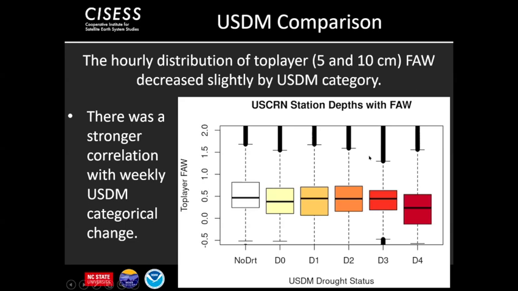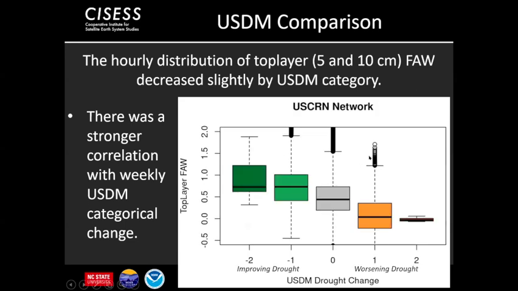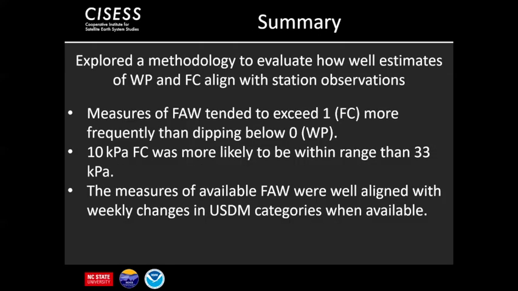You can actually look at the weekly changes in US Drought Monitor. The negative values indicate improving drought. So this is where you went from a D3 to a D2 or a D4 to a D2. Those are the negative values there, and you see really high values of fall. If you go to the worsening drought, these are positive values, and you see much lower fall. So this is really good agreement with the US Drought Monitor for the 70 station depths that we have. Hopefully when we get to more stations, this pattern will hold, but time will tell.